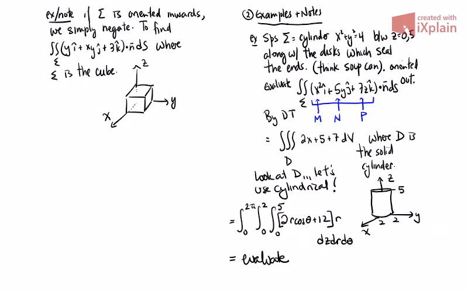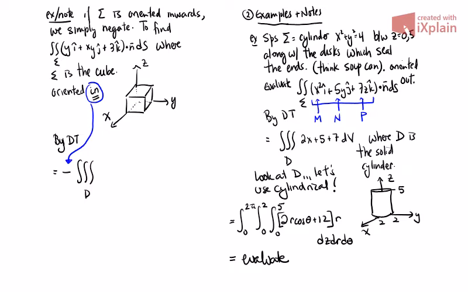So the cube here is hollow. Think of it like a cardboard box, but it's empty. And this will be oriented in. So by the divergence theorem, this becomes a negative integral over d. And again, the negative is there because we're oriented inwards. So we're reversing the way we're thinking of things working.